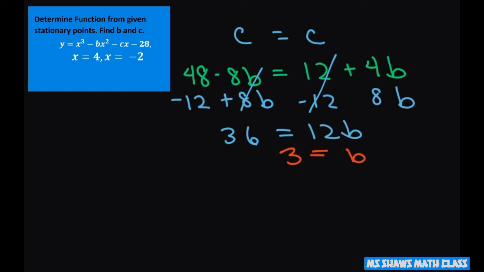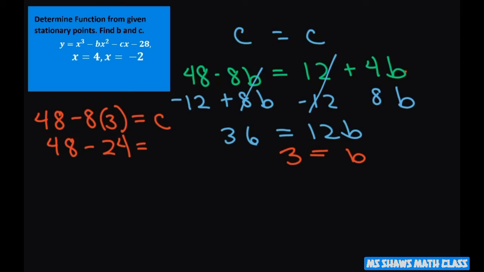And all you have to do now is plug in your b to find your c. So we had 48 minus 8b, and I'll just put the b in, which is 3. That's supposed to equal c, and that's going to be 48 minus 24 equals c. So our c is going to be 24.